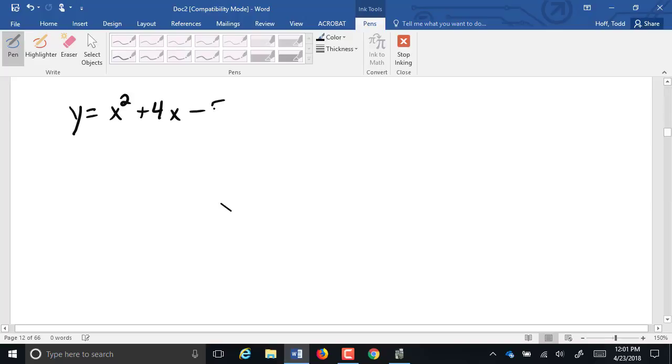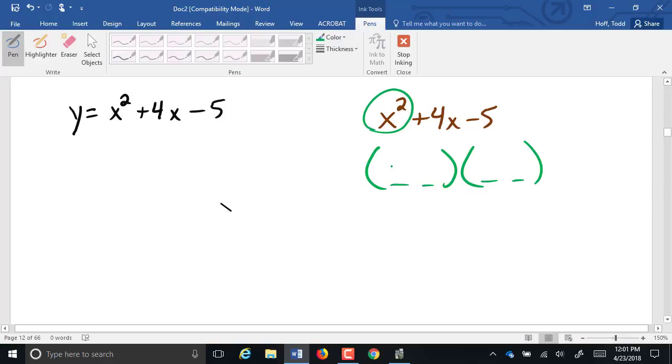So let's go back to the example we had up there, y equals x squared plus 4x minus 5. What we're trying to factor here is x squared plus 4x minus 5. So it's 3 terms. We know it's going to split into 2 binomials. And we know these first 2 terms have to multiply to make this first term. Well, x squared would be made by multiplying x times x.